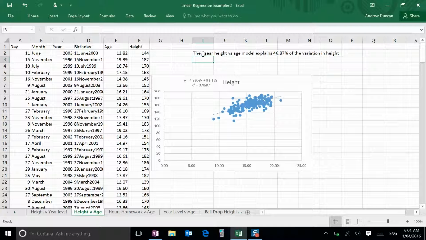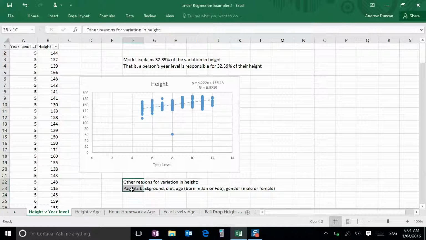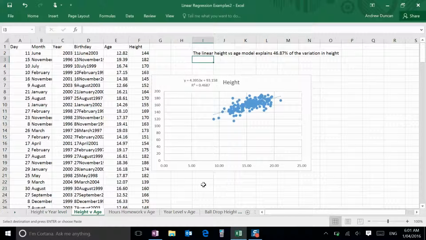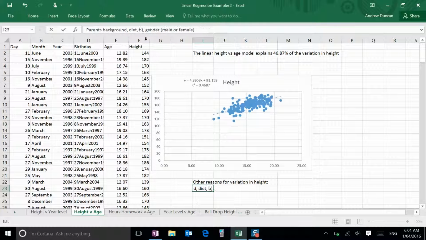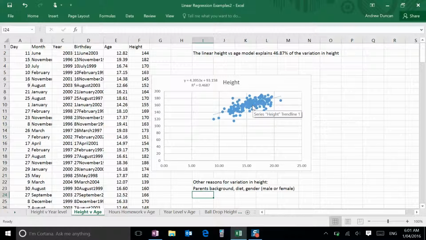So again, we've got those other reasons for variation in height. I can copy most of these across: parents' background, diet, get rid of age. Gender could be in there as well. We don't know anything about the gender of the people in here. They could be males and females altogether. A good thing would be to strip out all of the males and all of the females and produce two of these graphs separately, to try and control those other things that may be the reason for the variation in height.